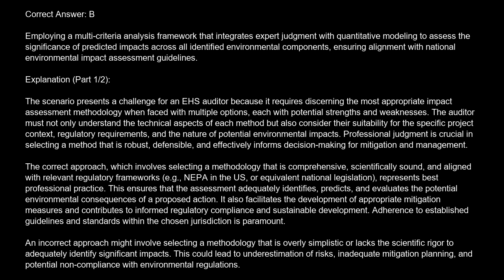The correct approach, which involves selecting a methodology that is comprehensive, scientifically sound, and aligned with relevant regulatory frameworks, e.g., NEPA in the U.S. or equivalent national legislation, represents best professional practice. This ensures that the assessment adequately identifies, predicts, and evaluates the potential environmental consequences of a proposed action. It also facilitates the development of appropriate mitigation measures and contributes to informed regulatory compliance and sustainable development. Adherence to established guidelines and standards within the chosen jurisdiction is paramount.